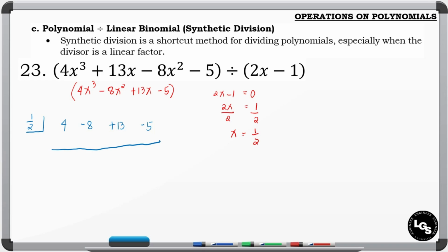Then let's proceed with the synthetic division. Bring down 4, then multiply this by 1/2. So 4 times 1/2, that is positive 2. Then next, we add. So add these terms. So negative 8 plus 2, that is negative 6. Then negative 6 times 1/2, that is negative 3. Then again, add this column. 13 minus 3, that is positive 10.